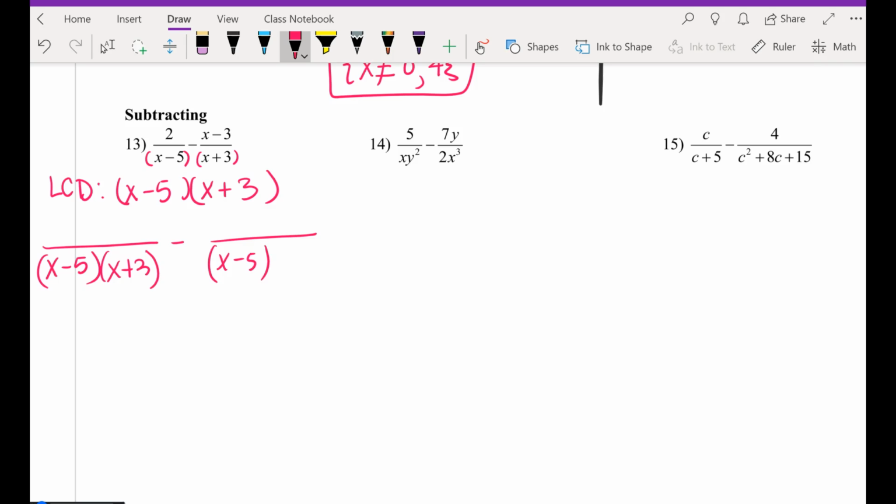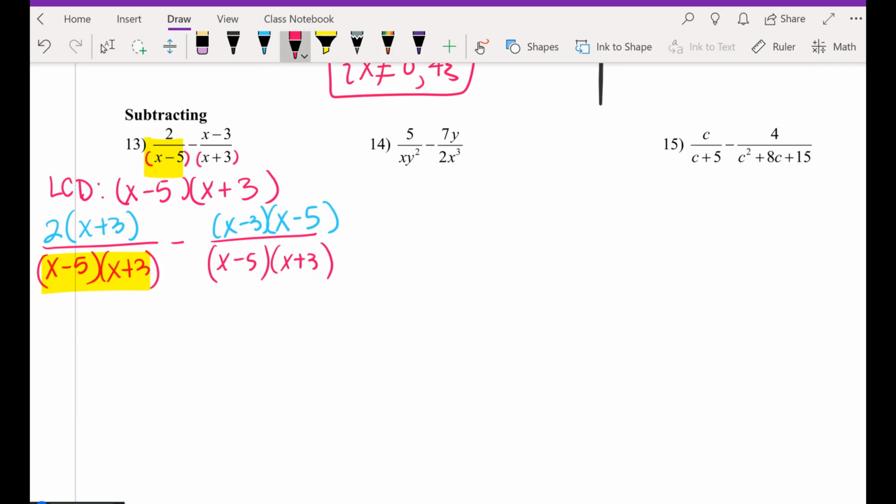Then we're going to go back and analyze what was changed. First denominator to this new LCD: what did we change? x plus 3. That's right. So we took the old 2 multiplied by x plus 3. Then we'll do the same thing to the other guy. We used to have just x minus 3. But what did we change? What did we multiply by? x minus 5. Beautiful.